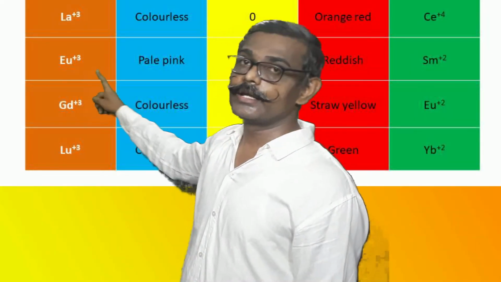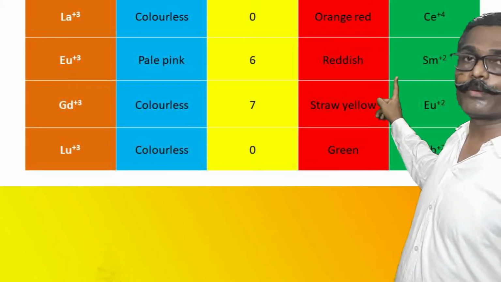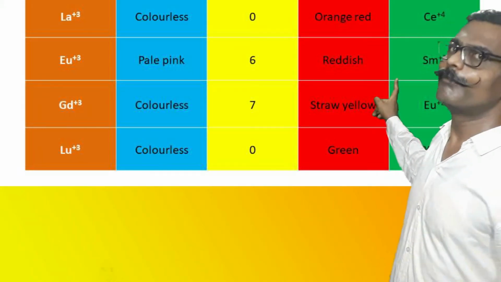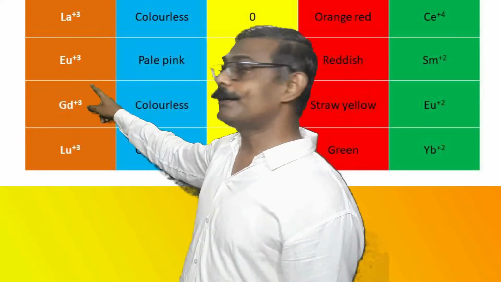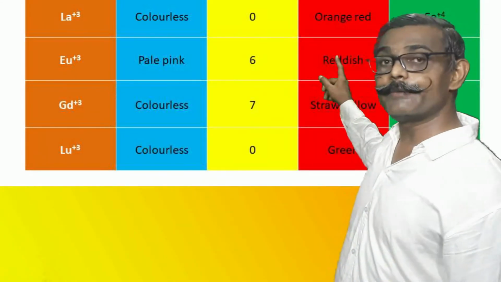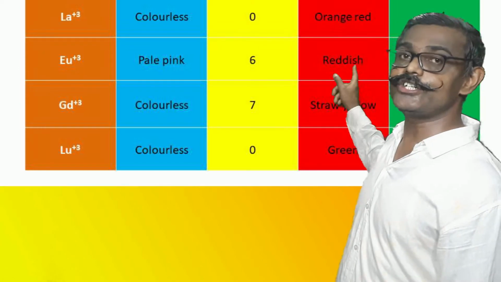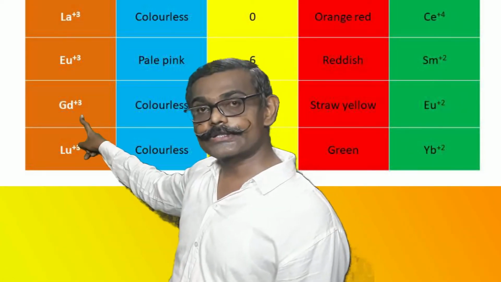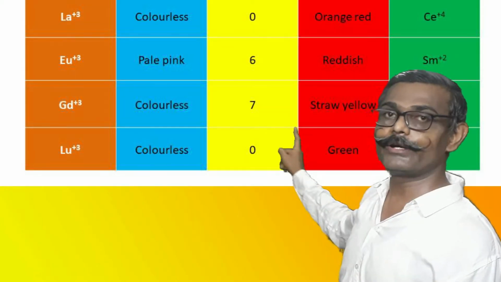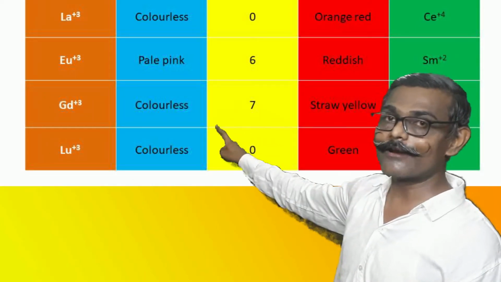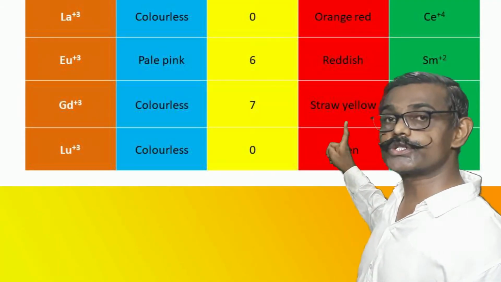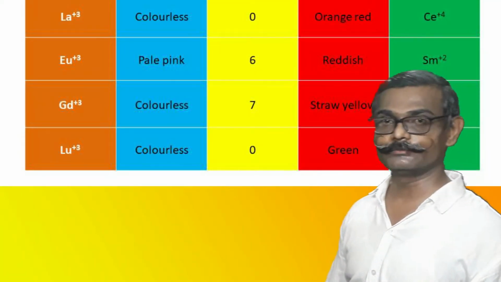Europium plus 3 and samarium plus 2 both have 6 unpaired electrons. But what is the situation? Europium plus 3 is pale pink in color. Samarium plus 2 is reddish in color. Gadolinium plus 3 and europium plus 2 both have 7 unpaired electrons. Gadolinium plus 3 is colorless, but europium plus 2 is straw yellow in color.